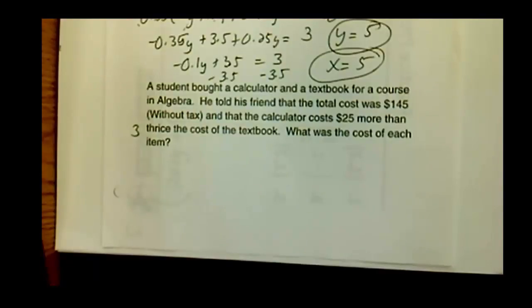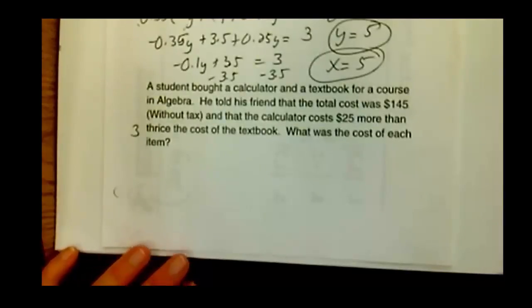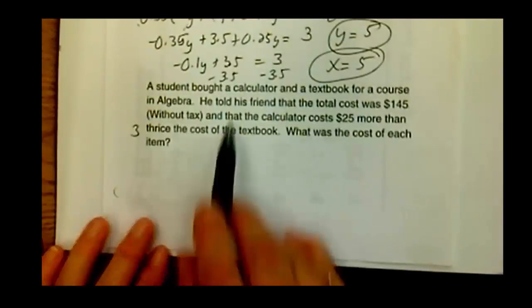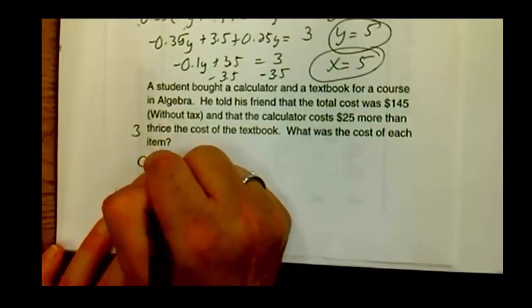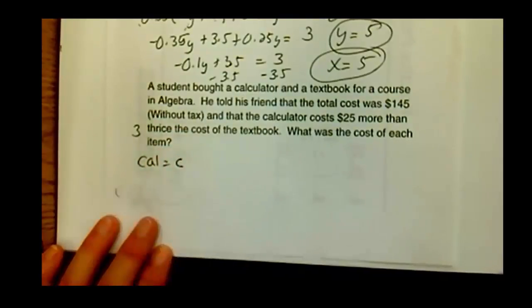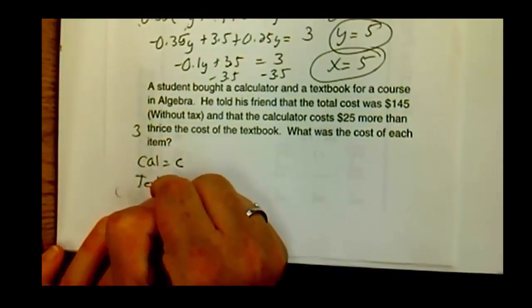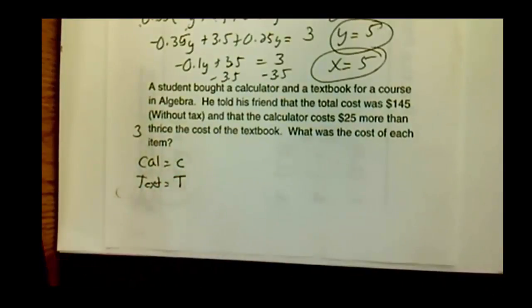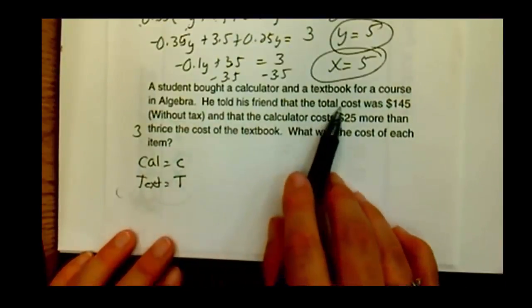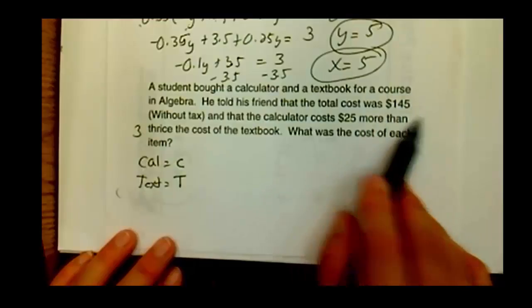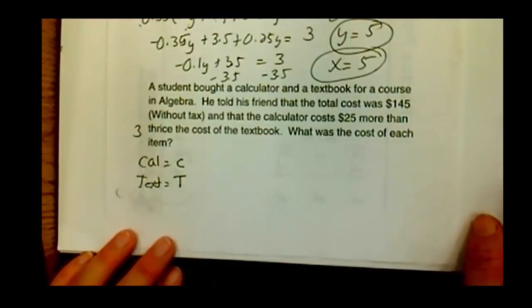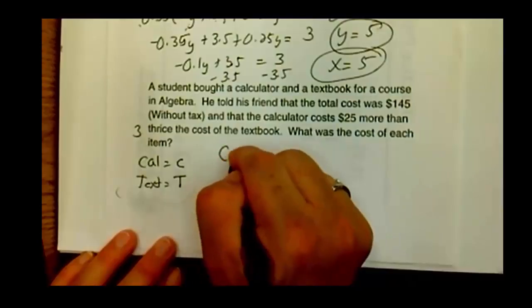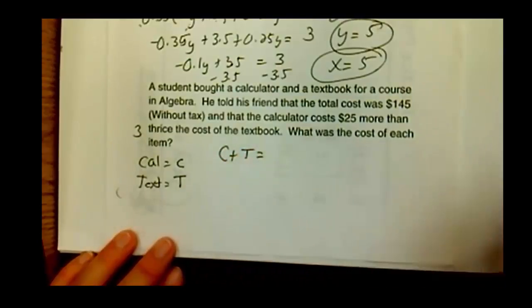So there's 2 systems in here. There's 2 pieces to this. What did he purchase? A calculator, and so we're going to make the calculator equal to C, and he also bought a textbook, and we're going to make that equal to T. So what do we know about them? He told his friend that the total cost was $145. So what does that mean? C plus T equals 145.